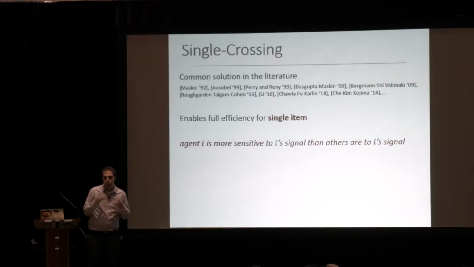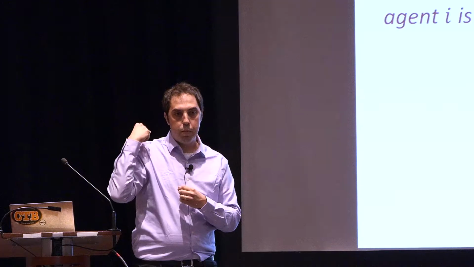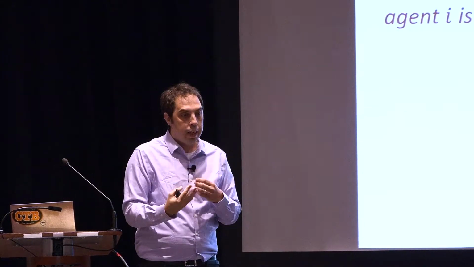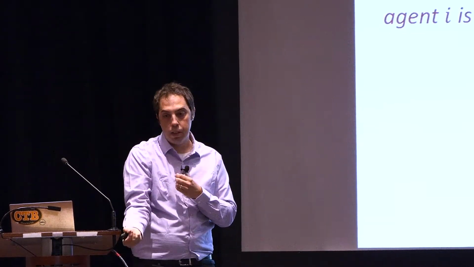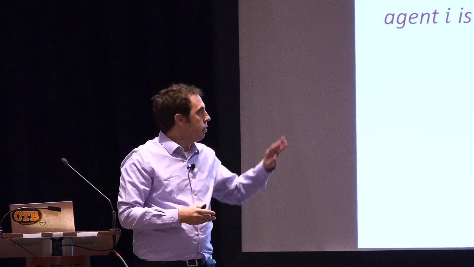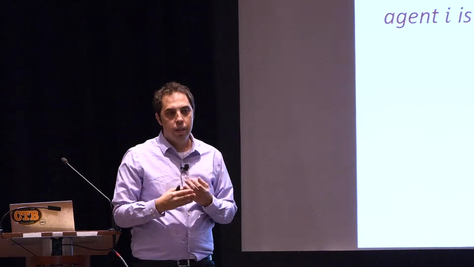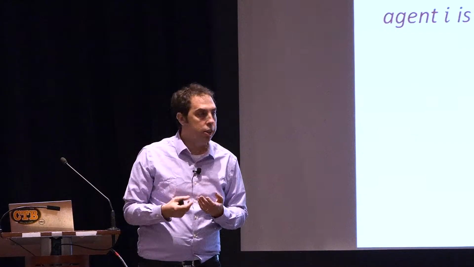And roughly speaking, this single crossing assumption means that an agent cares more about his information than other agents care about this agent's information. So agent i is more sensitive to his own signal than other agents are sensitive to i's signal. And if you remember the example with me and Kira, this was not the case, because as I increased my signal, Kira cared more. So this was not single crossing. So this condition makes sure that we can implement the optimal allocation.